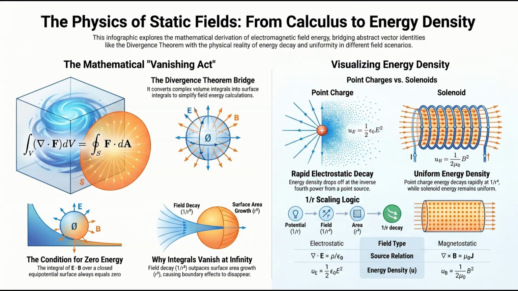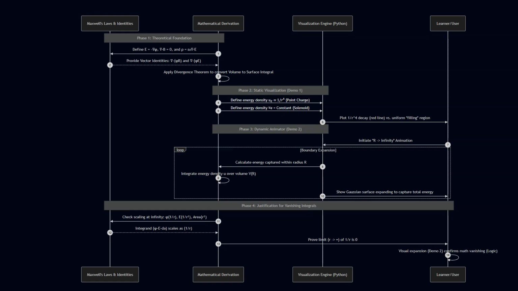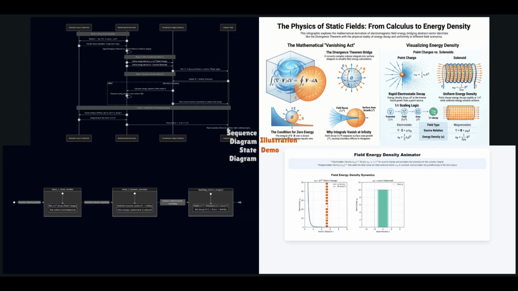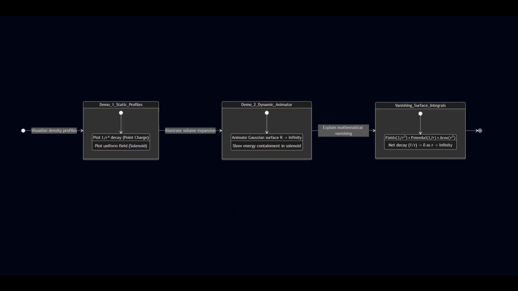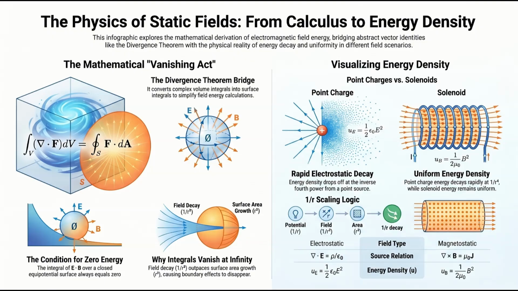The journey of understanding. The state diagram. The state diagram captures the progression from abstract definitions to deep conceptual mastery. It begins in the realm of theory, defining how energy density is calculated for electric and magnetic fields. From there, it transitions into static plotting, shifting the focus from equations to the physical reality of energy distribution.